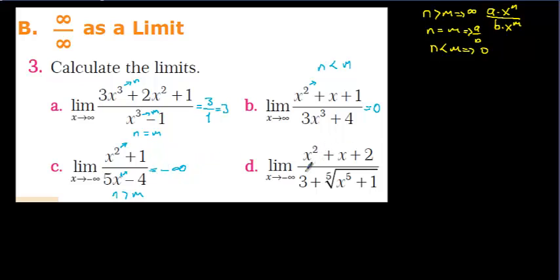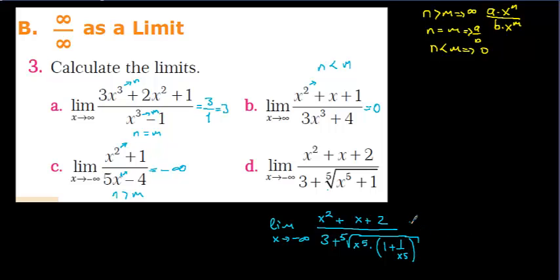Here when you get x squared in parentheses, we have to be careful about this one. This is x to the power of 5, and when you take x to the power of 5 out, it should be like this. Limit x tends to minus infinity, x squared plus x plus 2 over 3 plus the fifth root of x to the power of 5 times 1 plus 1 over x to the power of 5.